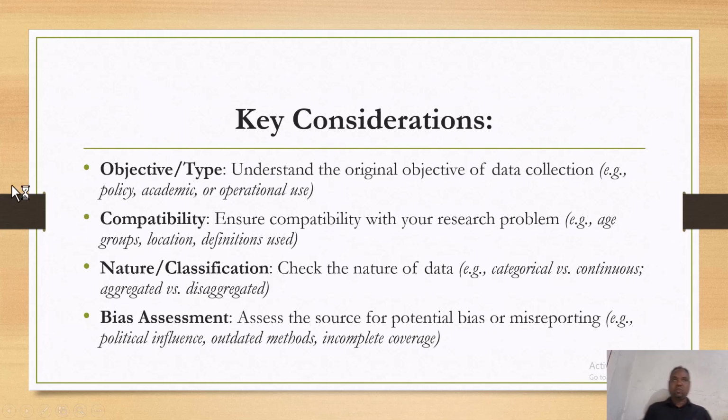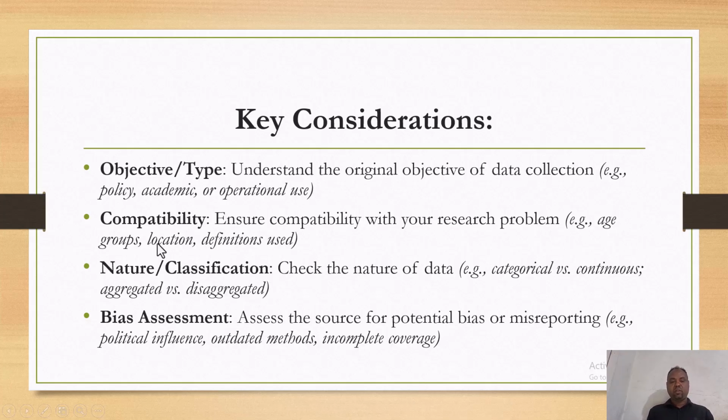When we use secondary source data in our investigation, we need to consider the following: objective, compatibility, nature, and bias assessment. When we say objective, it is nothing but to understand the original objective of data collection. Why was the data collected? Was it for policy, academic, or operational use? We need to specify this objective. That helps us to understand where the gap is and to make some sort of arrangements.